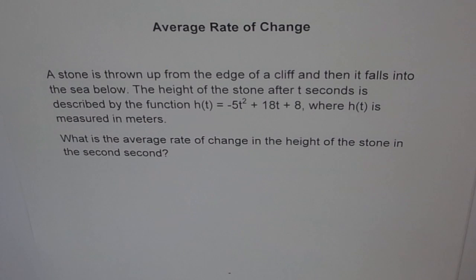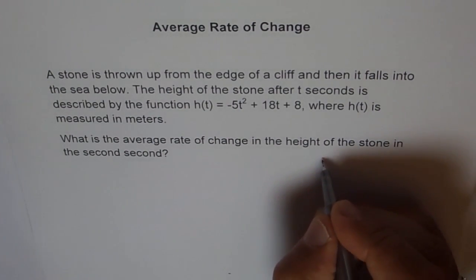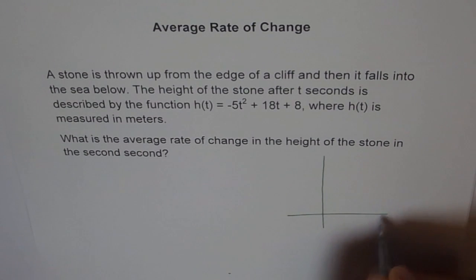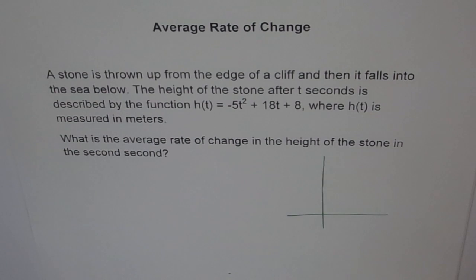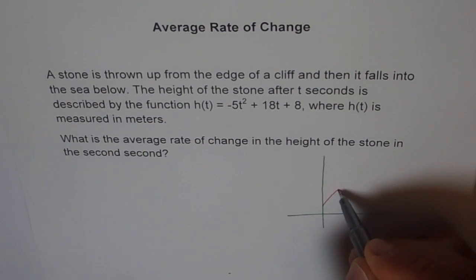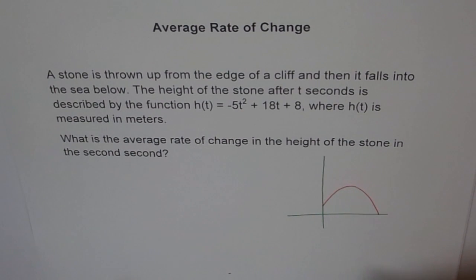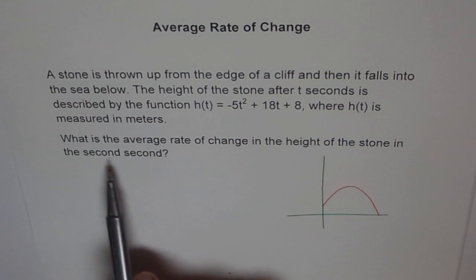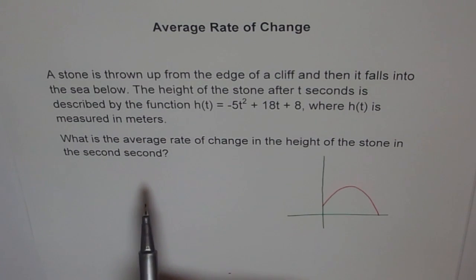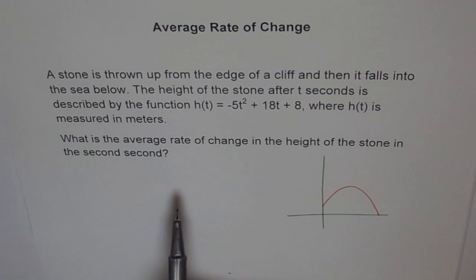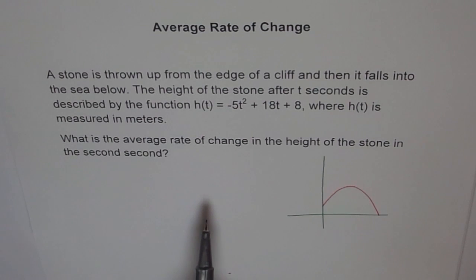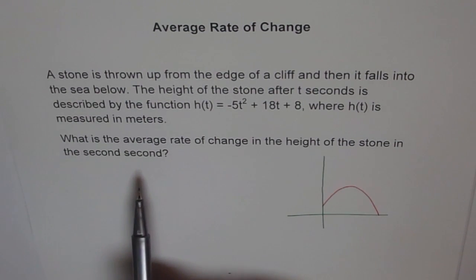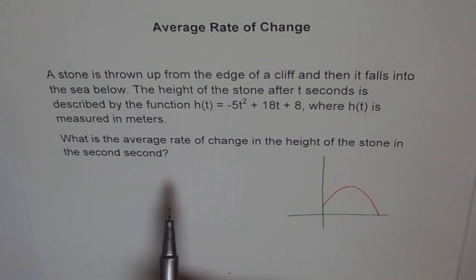So let's try to understand and visualize. First, let's make a kind of sketch. It seems that a stone is thrown and then it goes and falls into the sea. The question says, what is the average rate of change in the height of the stone in the second? Second means what? Let's say time starts now at t equals 0. Then the first second will be at t equals 1 and second will be at t equals 2. So second means when time changes from 1 to 2. That is what second is.